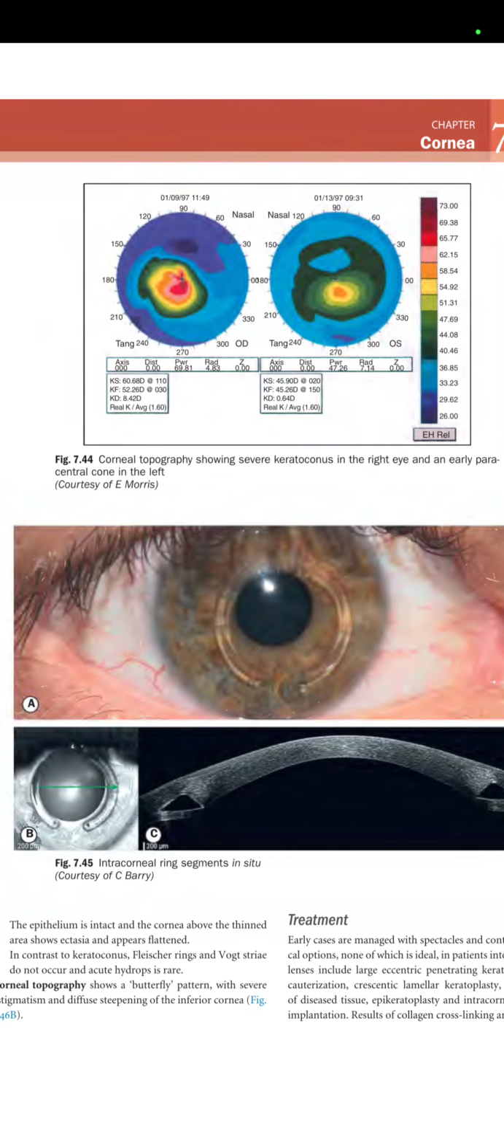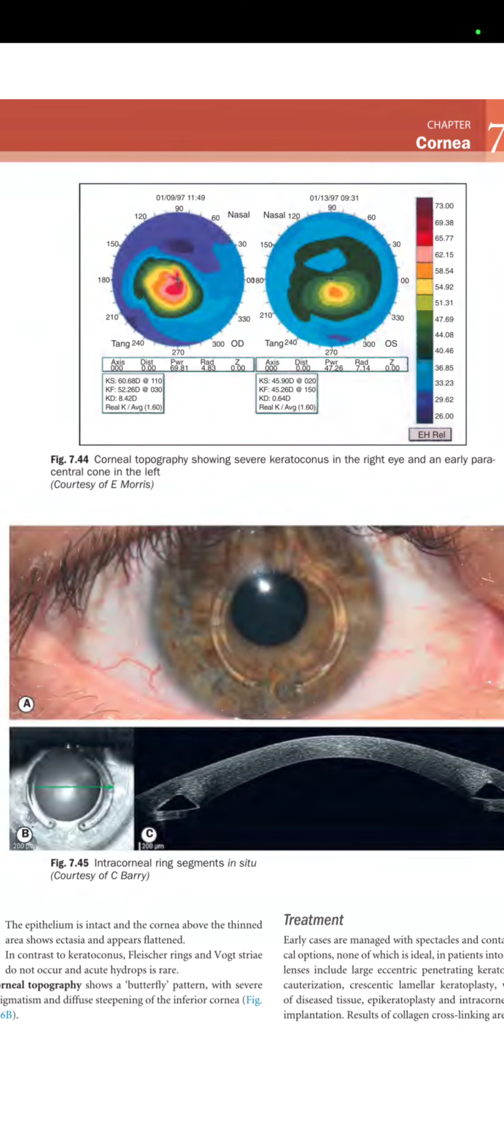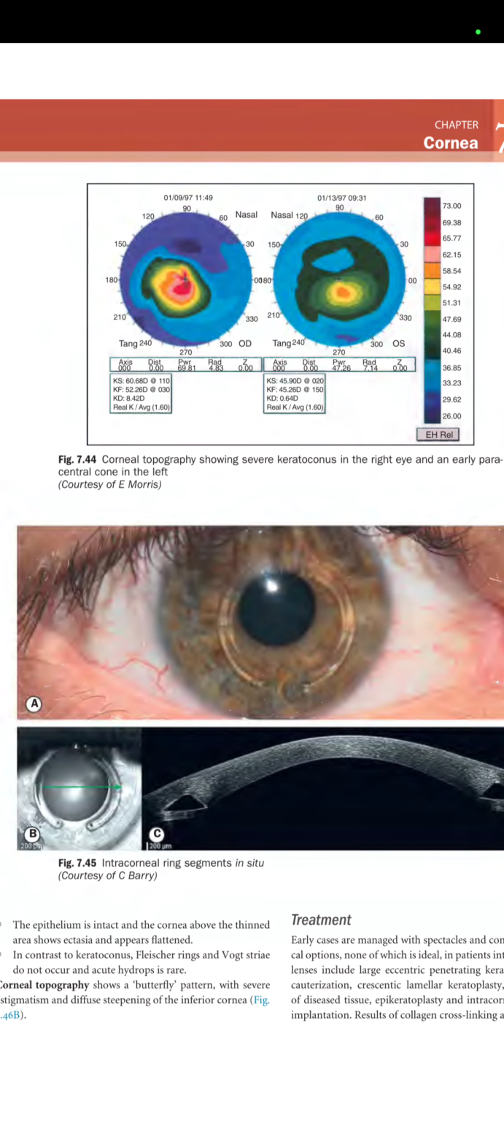So you can see figure 7.44 is showing the corneal topography, showing the severe keratoconus in the right eye and the early paracentral cone in the left. So you can see the red colors showing the thinning and steepening effect. In this case it is paracentral, and in this case it is central or paracentral. And figure 7.45 showing us the intracorneal ring segment to flatten the central cornea.